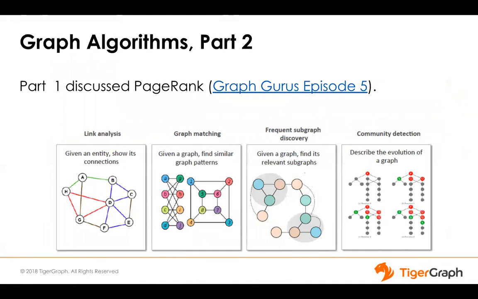So today's Graph Guru topic is part 2 in our series on graph algorithms. Last time we introduced PageRank. There are many different types of graph algorithms. So when we say a graph algorithm, what are we talking about? Well, they are algorithms that look at graph structure and graph properties in general and tell you something useful about that graph.